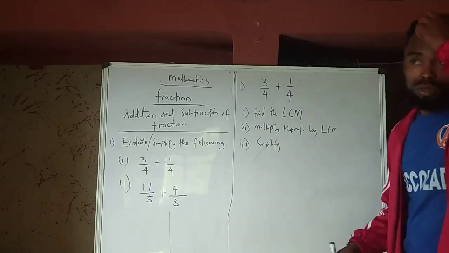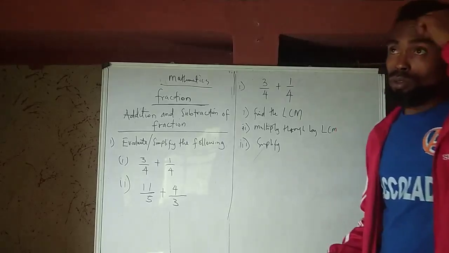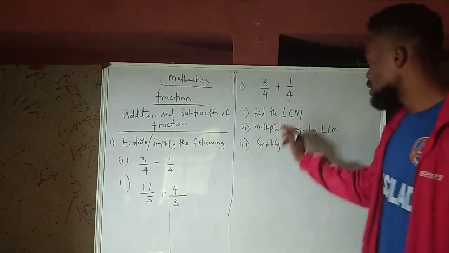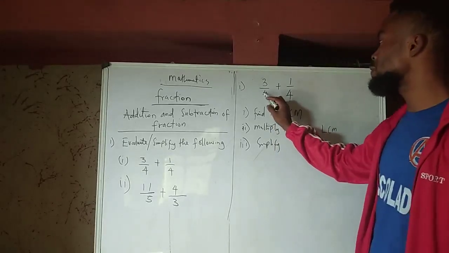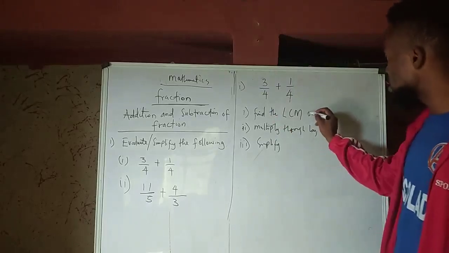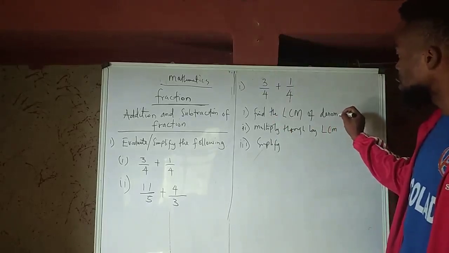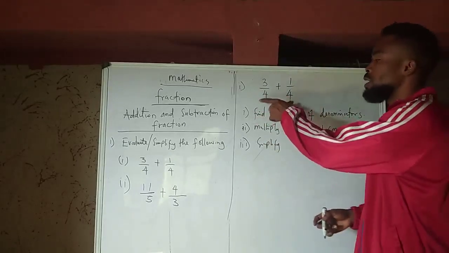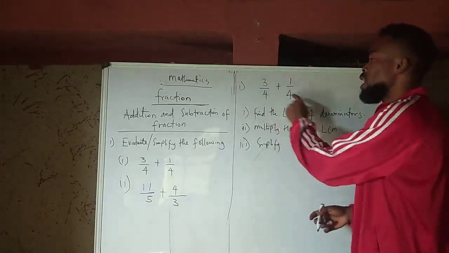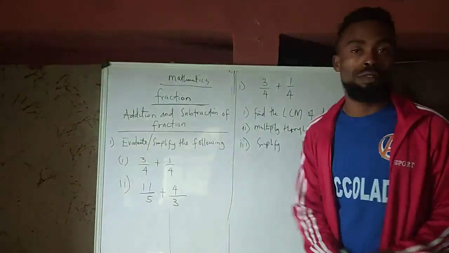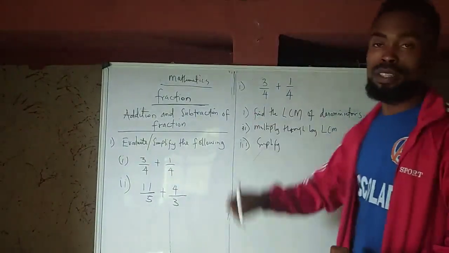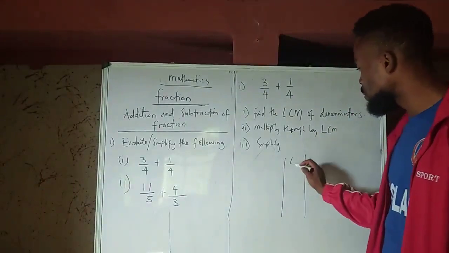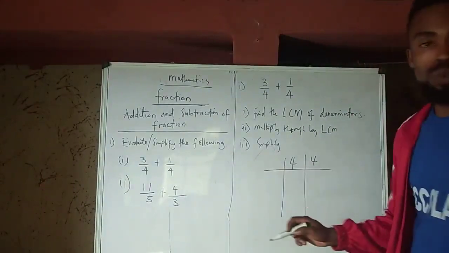So that's what we are going to do as we are about to solve this problem. Okay, so first of all, we have 4 and 4. Find the LCM of denominators. I need to include that so that you know what you're doing. So we are looking for the LCM of the denominators. The denominators are 4 and 4. So we look for the LCM of 4 and 4. Okay, so what's the LCM of 4 and 4? Let's go traditionally.